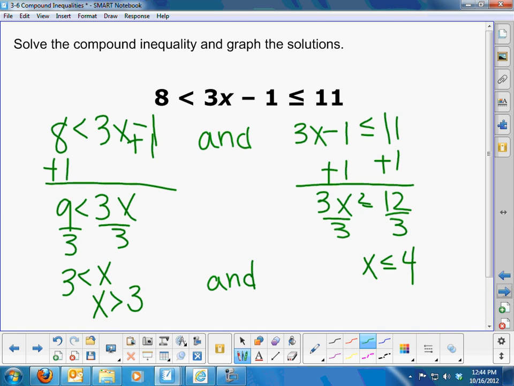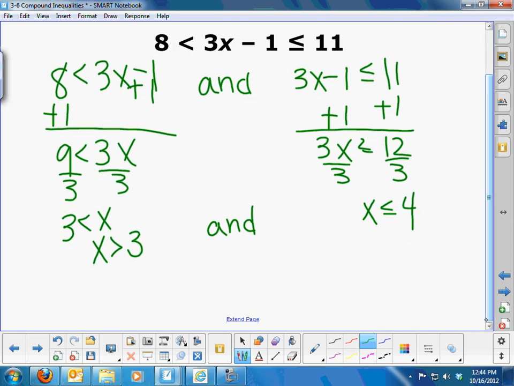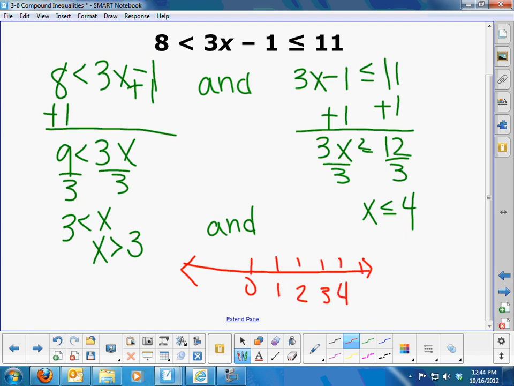So now I need to graph this on a number line. Okay, so I draw my number line. I know that I have 0, 1, 2, 3, 4, 5. I have an open dot at 3 because it's just strictly greater than 3. So an open dot at 3. What kind of a dot do we have at 4? It should be closed in because it's less than or equal to that.